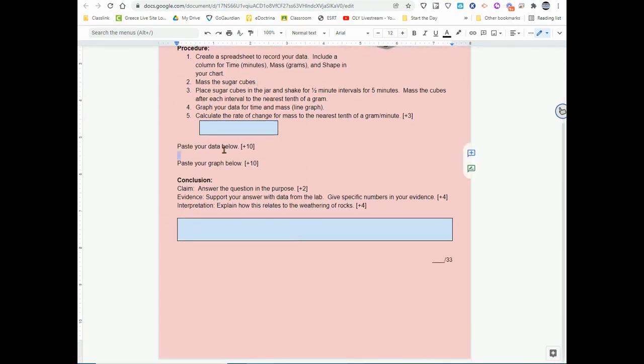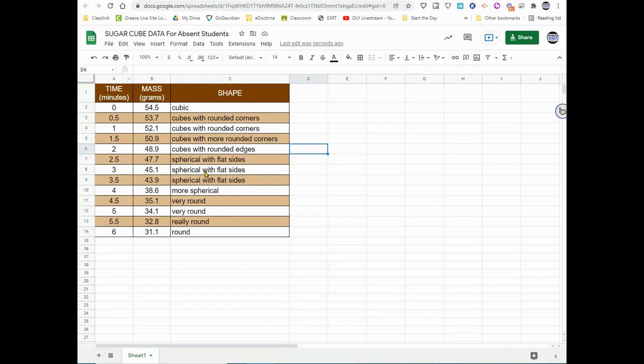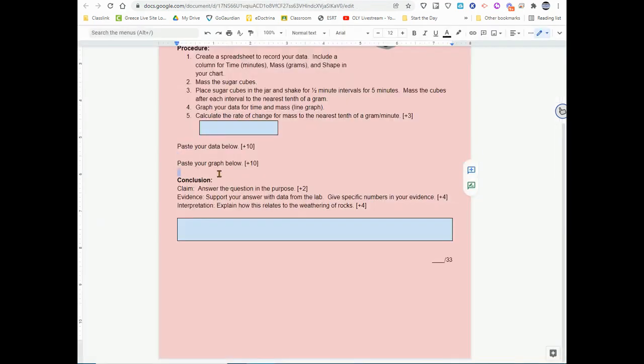Paste your data, which is this. So you're going to copy that data and paste it into the lab. Paste your graph once you make that, and then we'll work on the conclusion in our next class.